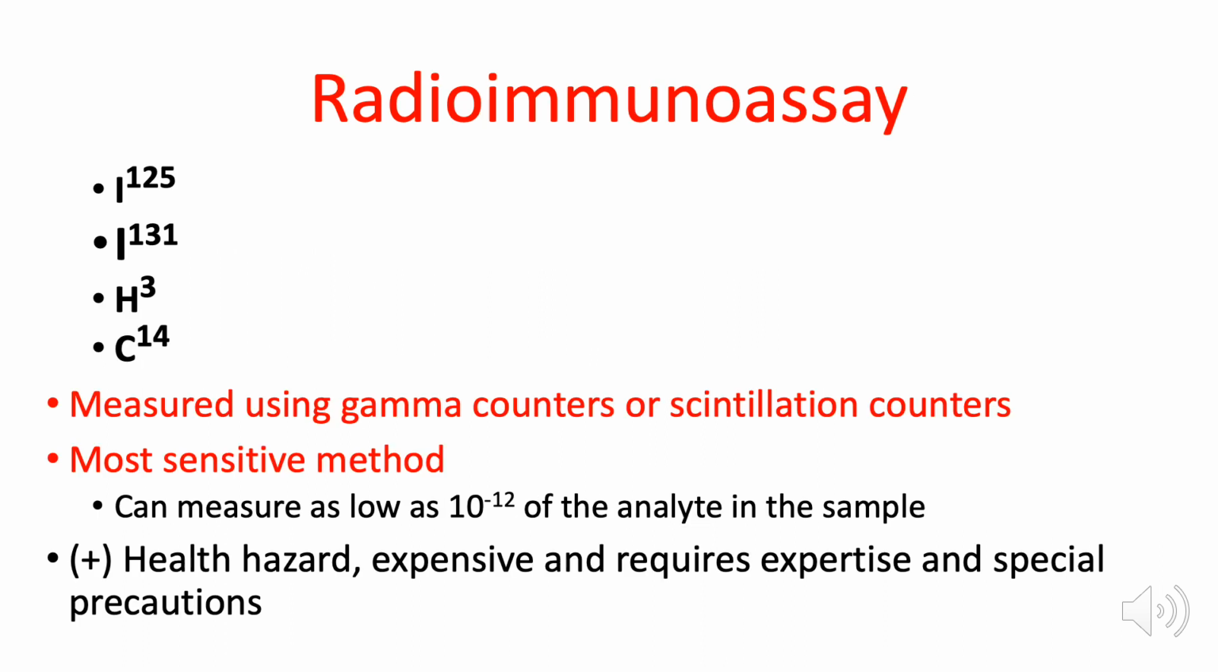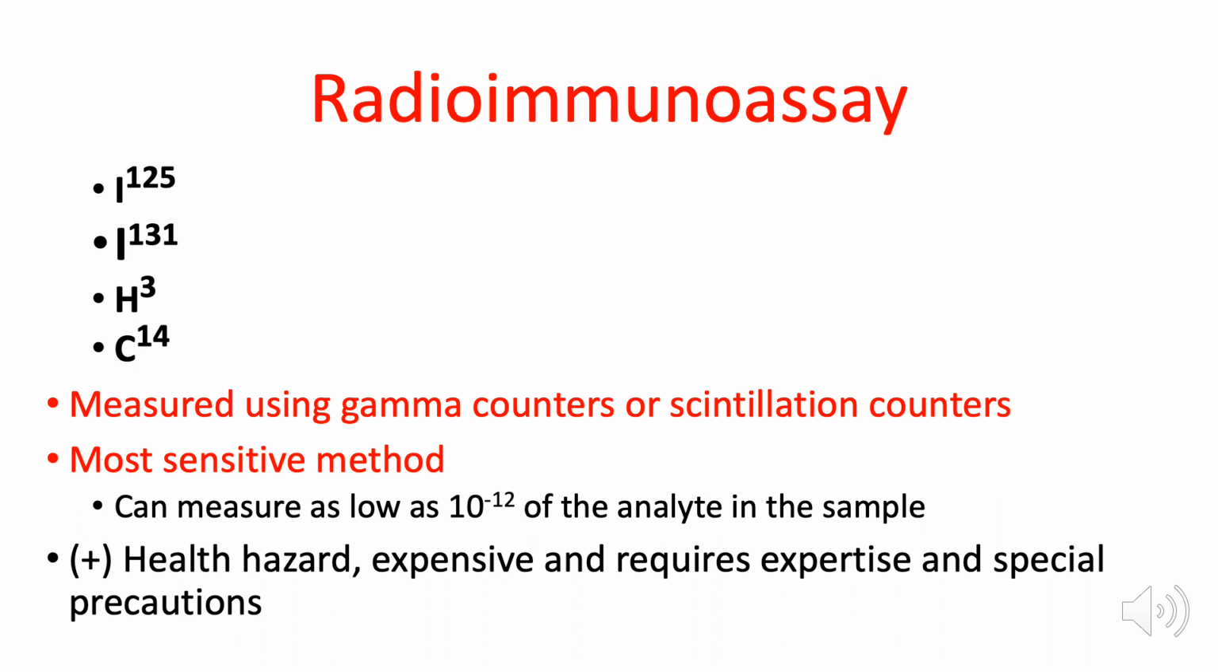Listed here in this PowerPoint slide are the different radioactive compounds that we can utilize in Radioimmunoassay. So please memorize them. And for us to determine whether there's really antigen and antibody interaction in Radioimmunoassays, we need to measure the level of radiation. And we can only do that using gamma counters or scintillation counters.